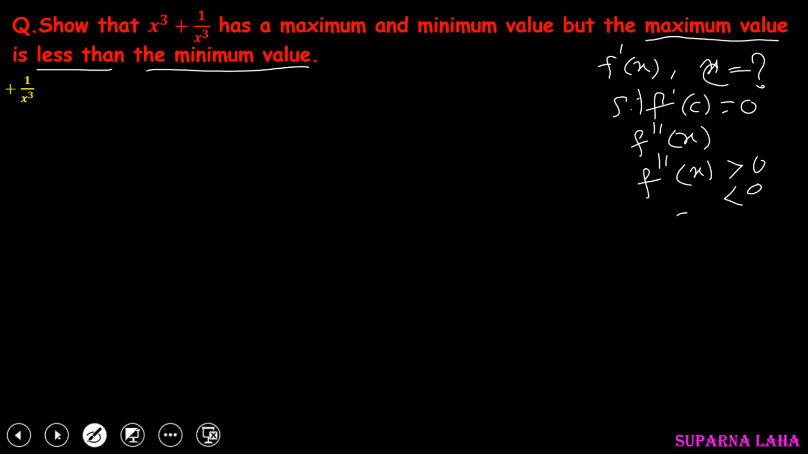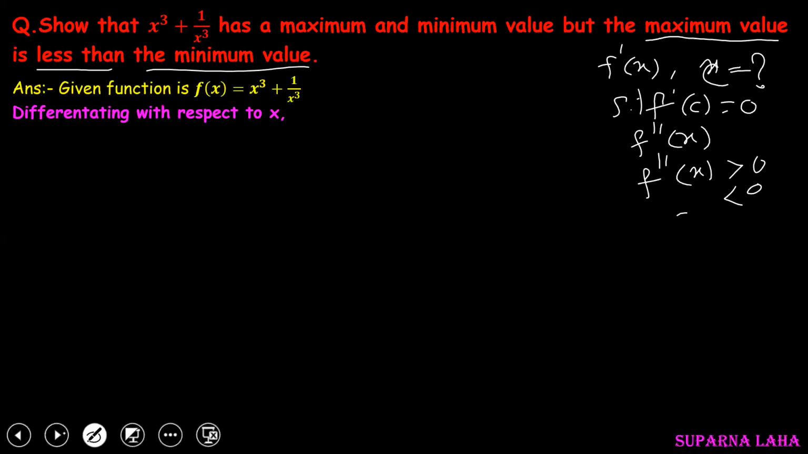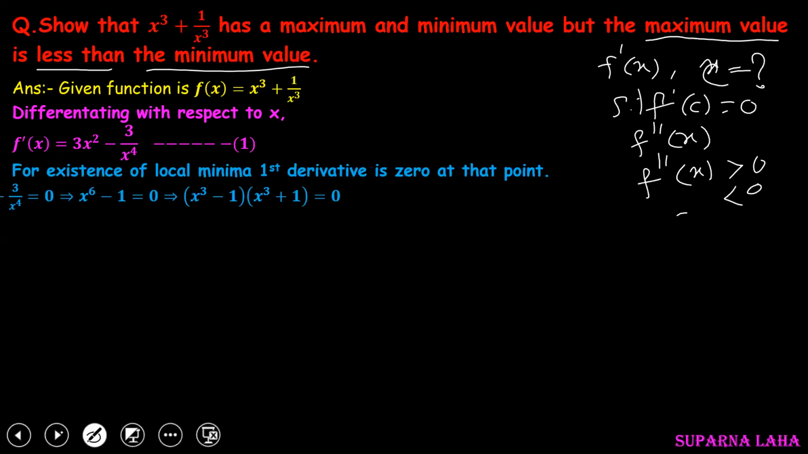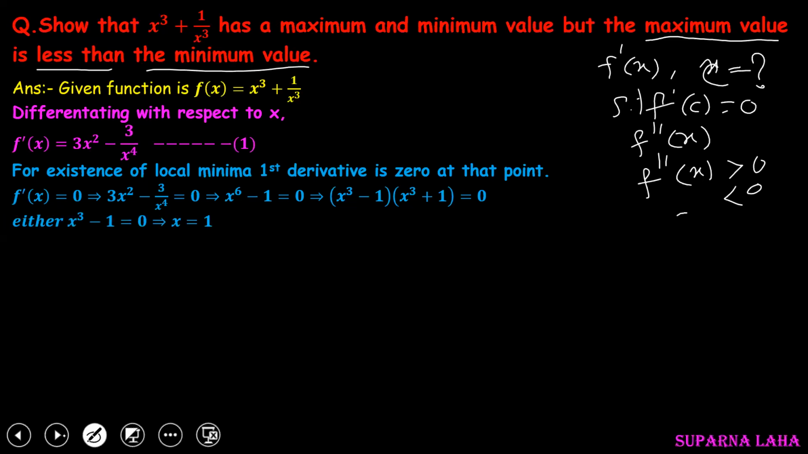So first, here is the given function, and we find f'(x) by differentiating with respect to x. This is very simple. Differentiate this function: it is 3x squared minus 3 upon x to the power 4. Now we need to find the value c for which f'(x) is 0. So put f'(x) equal to 0 and find that value of x. Simplify it, and you will find (x cube minus 1) into (x cube plus 1) is 0.